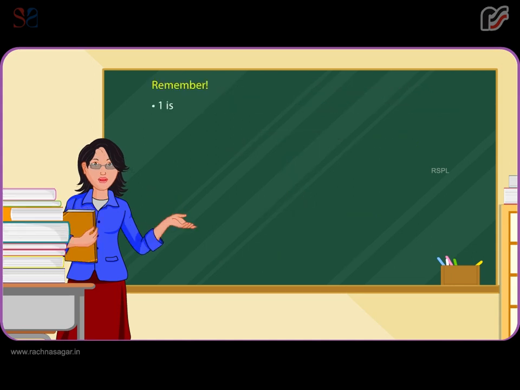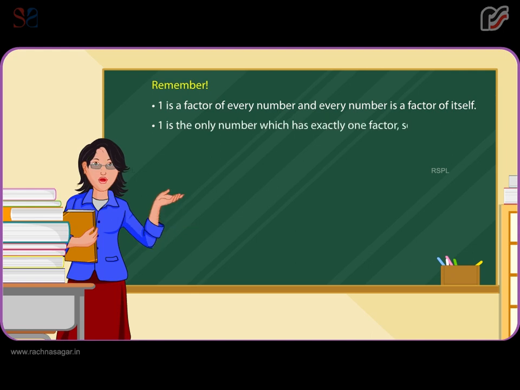Remember, 1 is a factor of every number, and every number is a factor of itself. 1 is the only number which has exactly one factor, so it is a unique number. Every number has a fixed number of factors.